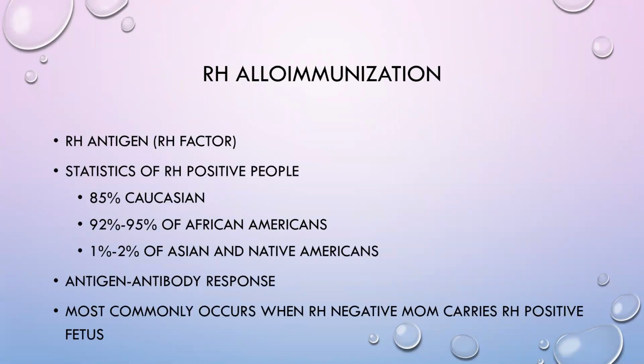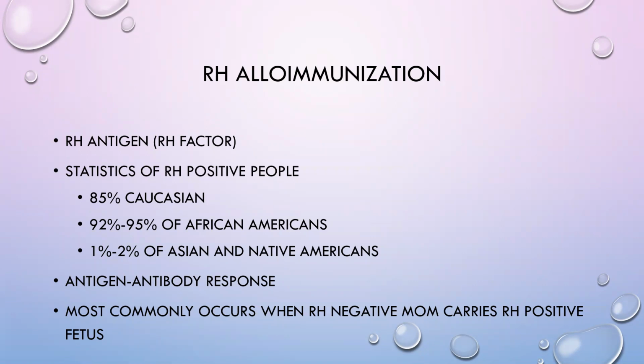Rh alloimmunization. Moms are checked for their blood type and Rh factor when they become pregnant. It's also important to know the father of the baby's blood type and Rh factor. Statistics show that Rh positive people are about 85% Caucasian, 92 to 95% African Americans, and only 1 to 2% Asian and Native Americans. This is an antigen to antibody response between the infant or the fetus and the mother.